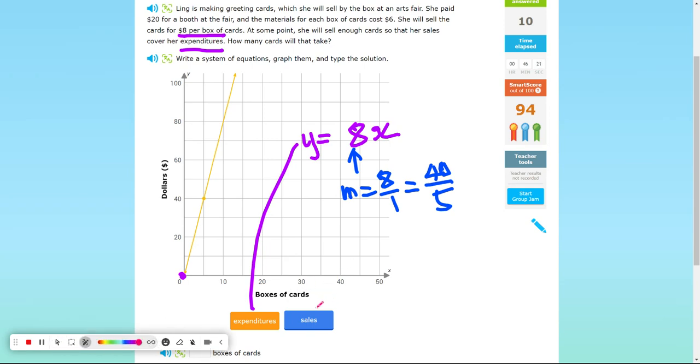So the sale over here. y equals, she pays $20 for a booth at the fair. So $20, that should be the cost of her sale. The material for each box is $6, so that should be 6x. Okay, so here we go.